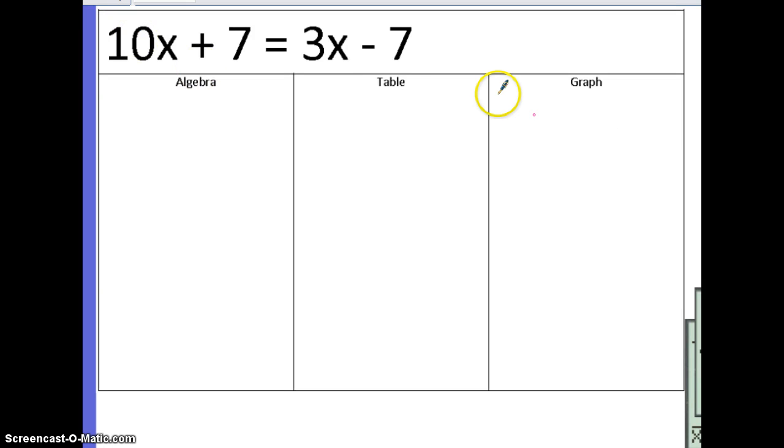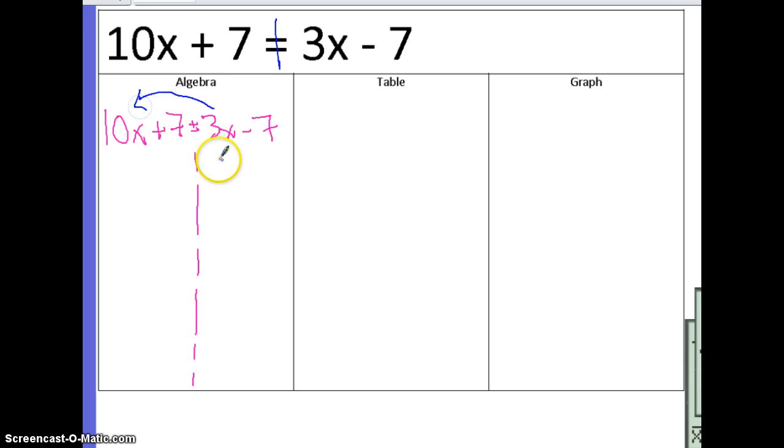Okay, so 10x plus 7 equals 3x minus 7. So I've still got pink here, and I put up my wall to make sure that I don't mix up the left and the right hand side. This time I need to move an x from one side to the other, because there's an x on both sides of this equation. So I could either move the 10x over here or I could move the 3x over here. It's entirely up to you.